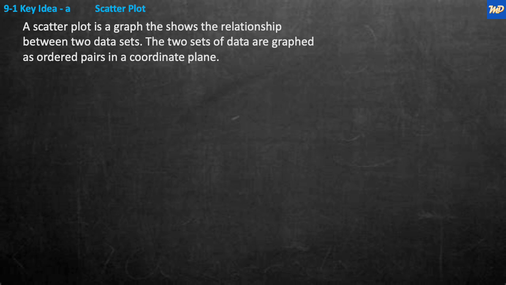Key idea: scatter plot. A scatter plot is a graph that shows the relationship between two data sets. The two sets of data are graphed as ordered pairs on a coordinate plane.